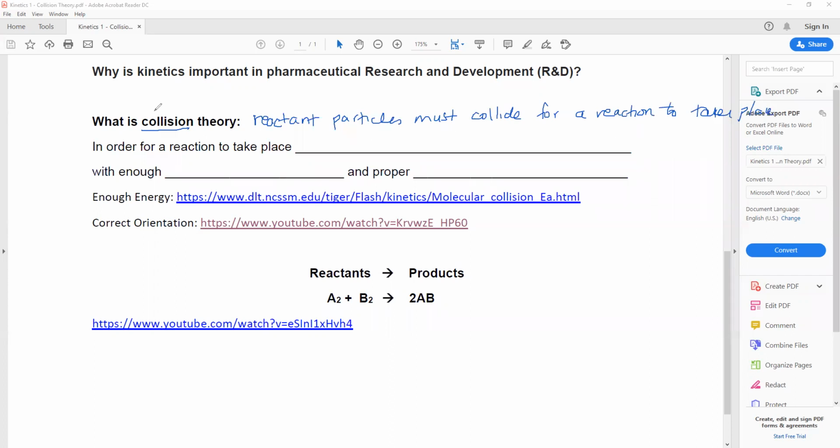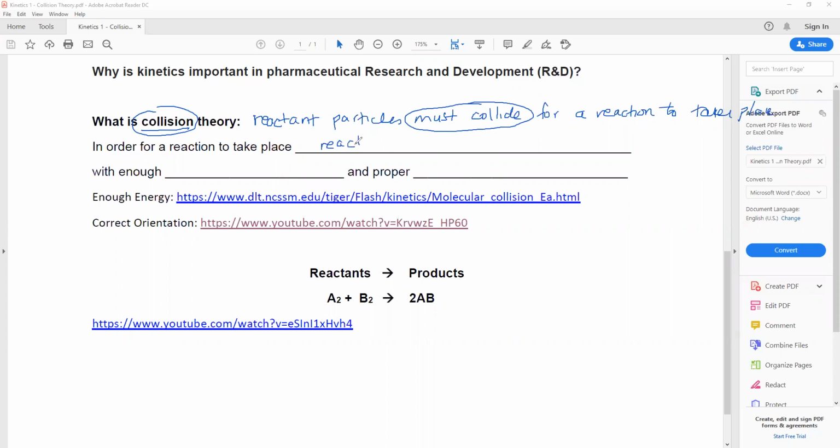So for a reaction, what does the collision theory state? For a reaction to take place, the particles must collide, okay? And that's what the word gives away. So in order for a reaction to take place, what are we going to say?